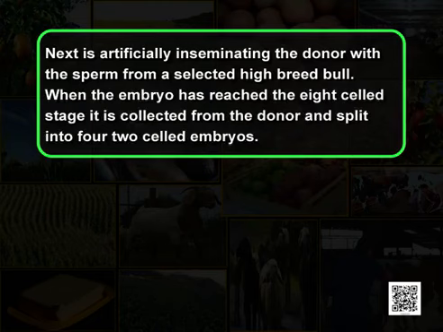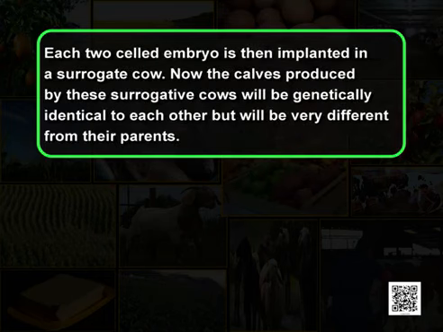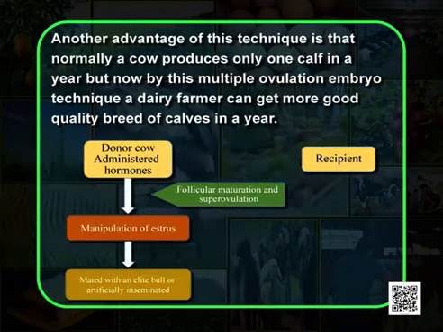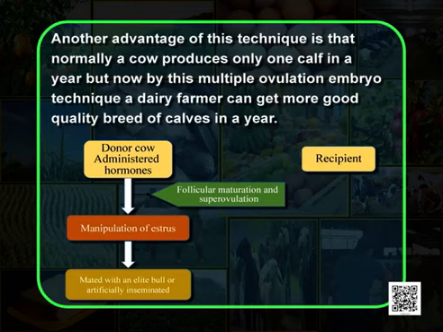In the next step, when the embryo has reached the 8-cell stage, it is collected from the donor and split into 4 2-celled embryos. Each 2-celled embryo is then implanted in a surrogate cow. Now, the calves produced by these surrogate cows will be genetically identical to each other, but will be very different from their parents. Another advantage of this technique is that normally a cow produces only one calf in a year, but now by this multiple ovulation embryo technique, a dairy farmer can get more good quality breed of calves in a year. Students, you must have heard of the sheep Dolly.